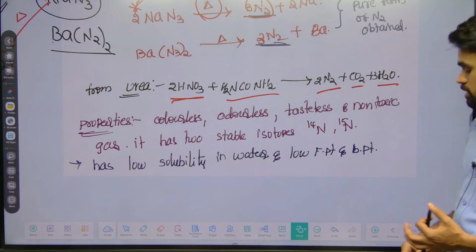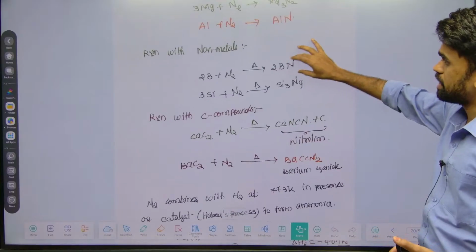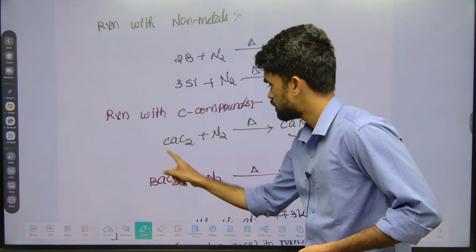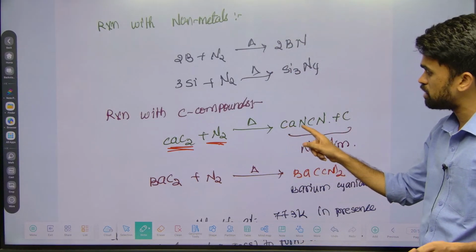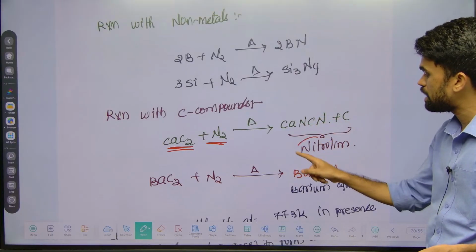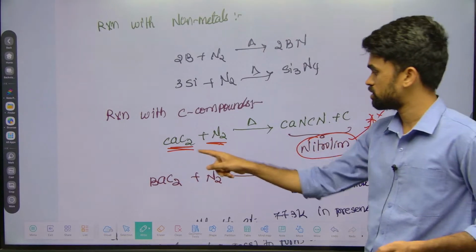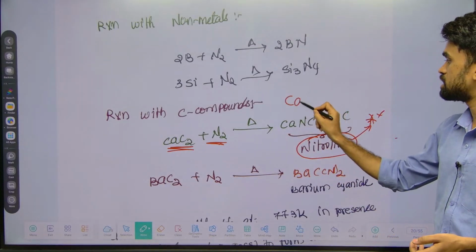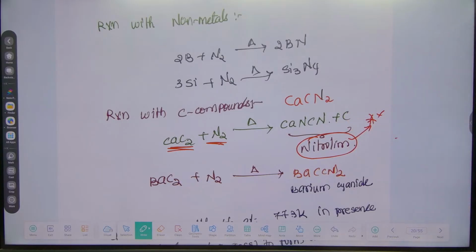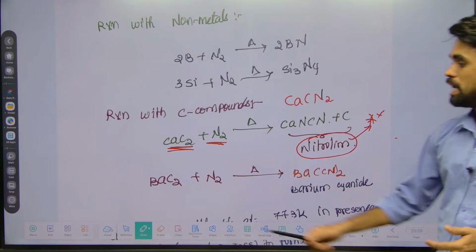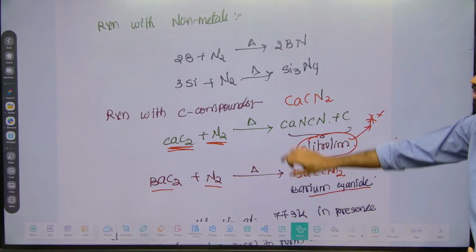Okay, next. This reaction is again important. Calcium carbide with N2 forms calcium cyanamide, CaNCN. This is called nitrolim. It is a fertilizer. You write this reaction. It can also be indicated like this, CaCN2. Both of them are the same. Whereas barium carbide with nitrogen forms barium cyanide. Write these two reactions.